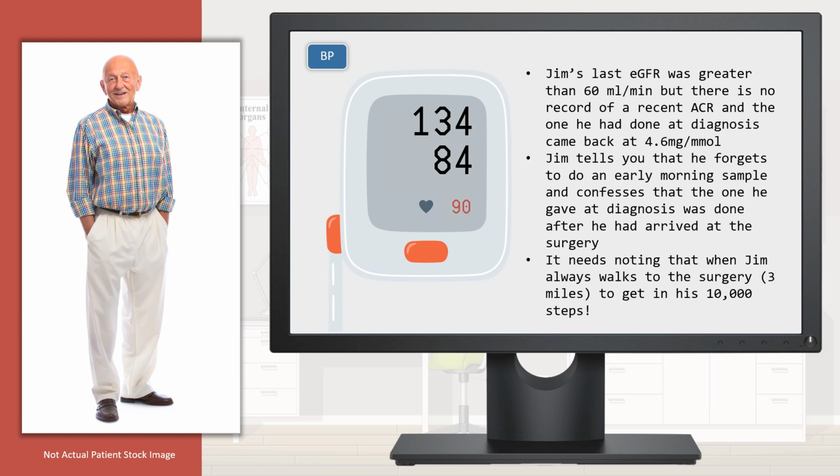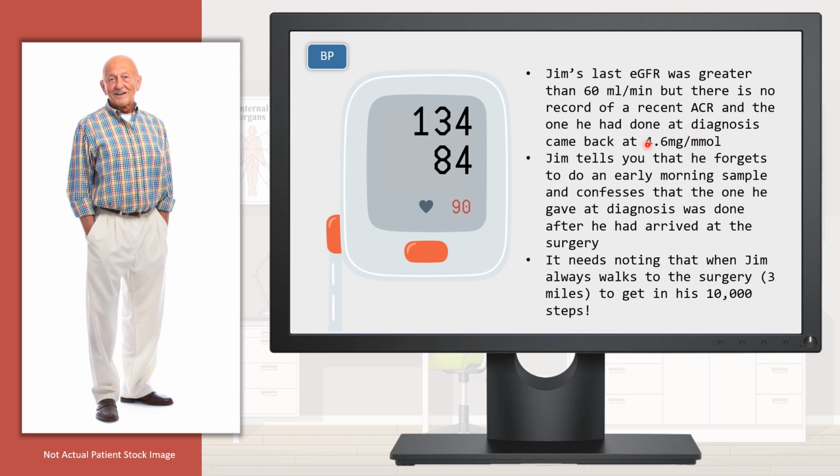And we do need to know that Jim walks to the surgery and it's 3 miles away. He does it to get his 10,000 steps in. Nevertheless, how much could all of that exercise have impacted upon the accuracy of that test result? If you remember how we get the test result, ACR, albumin creatinine ratio, and if you remember what creatinine is, it's a byproduct of muscle metabolism. So if you've got a patient that's just walked 3 miles, have his muscles generated more creatinine?